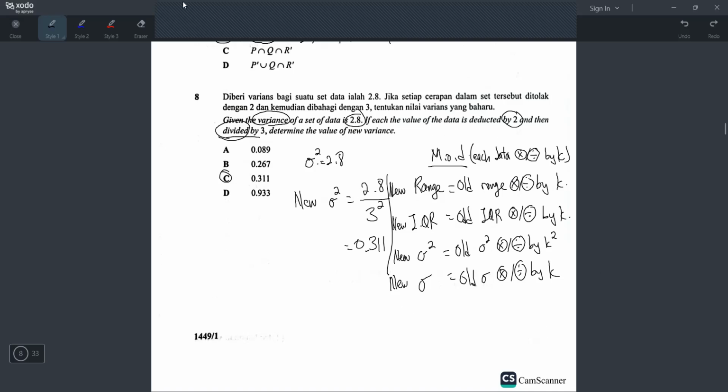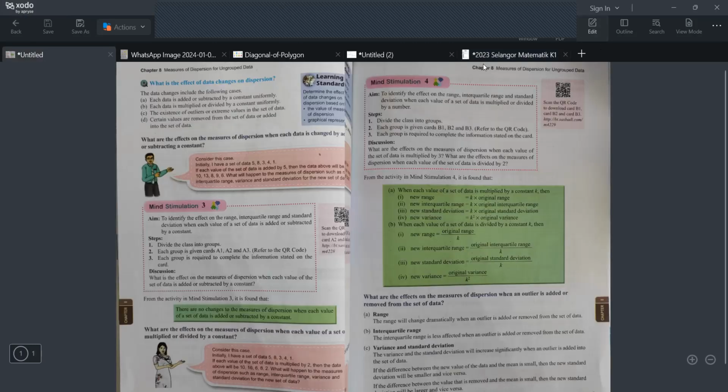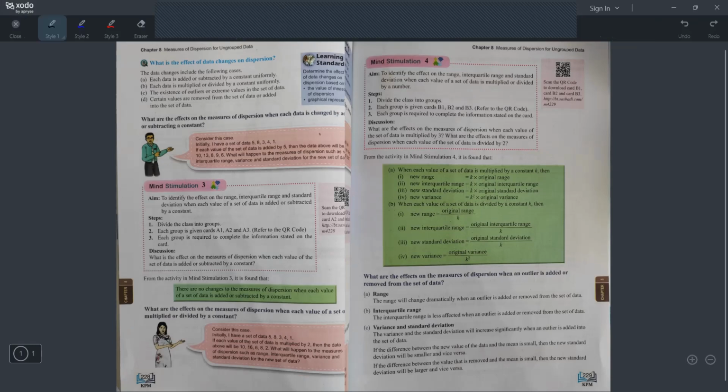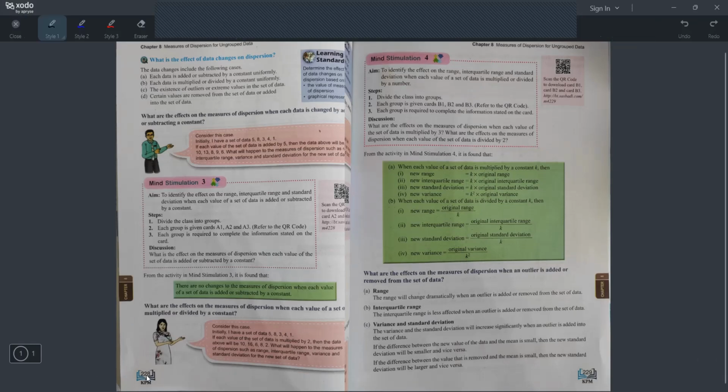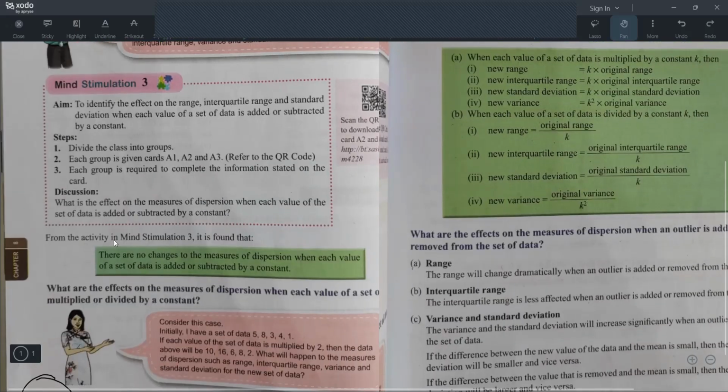Let me show you the textbook. I will show you some notes here. I want you to look at this. This is directly taken from the textbook, pages 28 and 29. Let's enlarge it and focus on this part. From the activity in mind stimulation 3, it is found that there are no changes to measures of dispersion when every value of a set of data is added or subtracted by a constant, a number. So what does it mean?